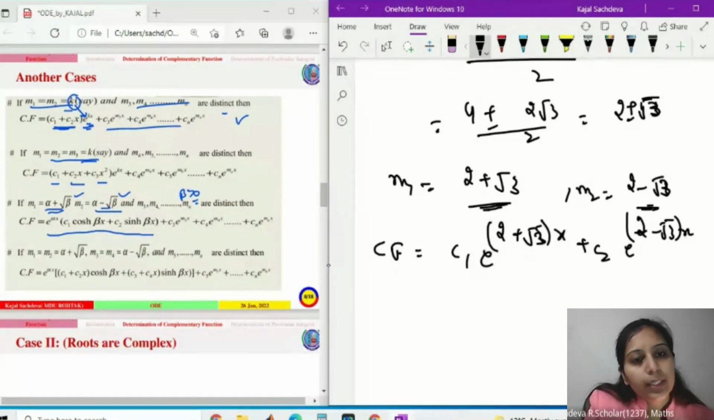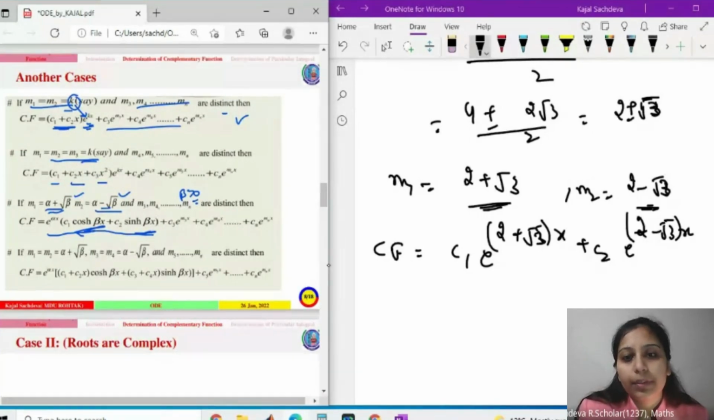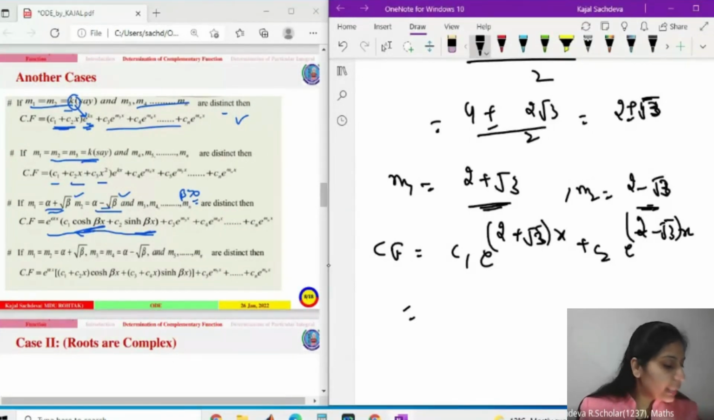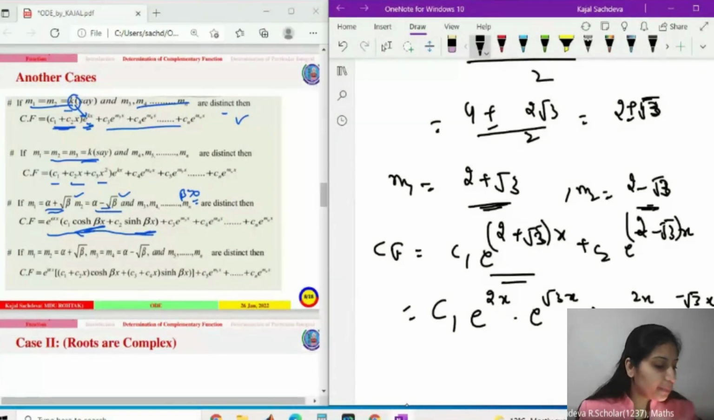But we have written here in cos hyperbolic and sin hyperbolic form. So how can this be written? How have we written these types of equations? For writing this, just separating this: e raised to power 2x into e raised to power root 3x plus C2 e raised to power 2x into e raised to power minus root 3x. Now what we can do here is substitute the value of this and this. Here we have e raised to root 3x.